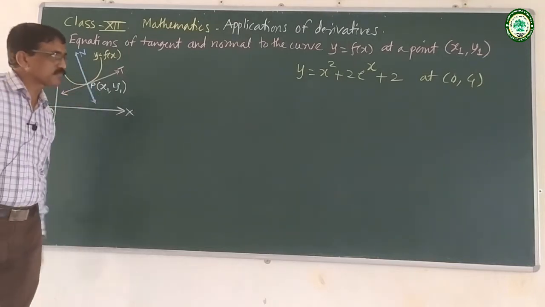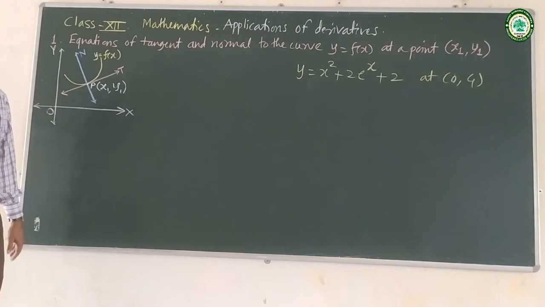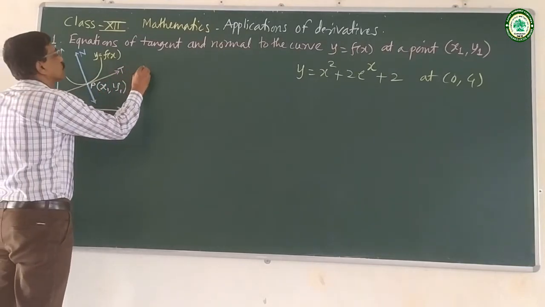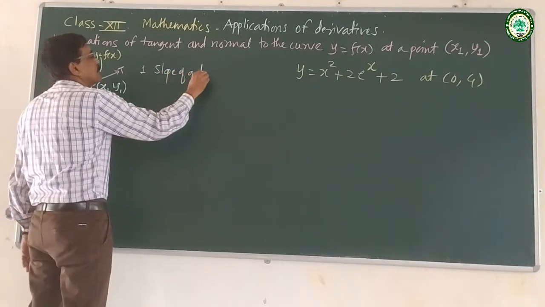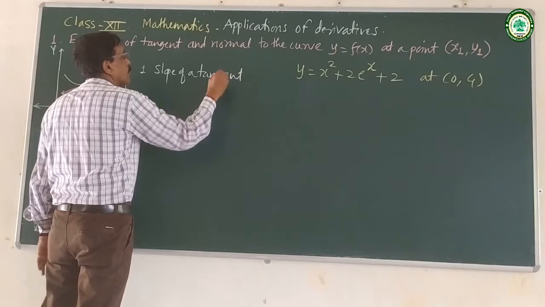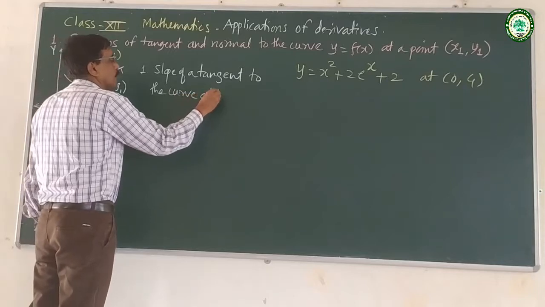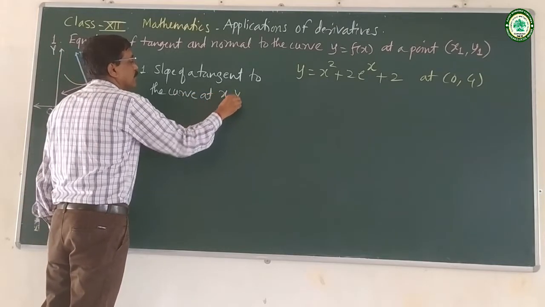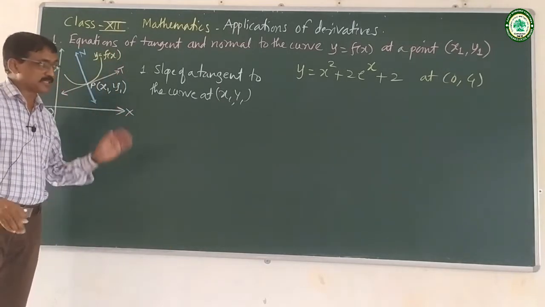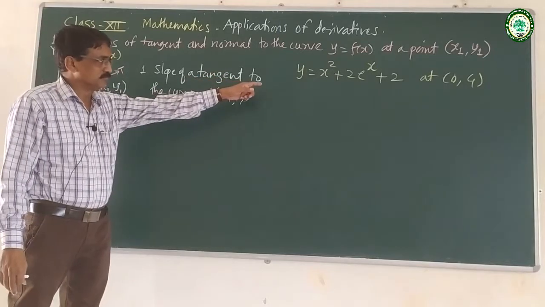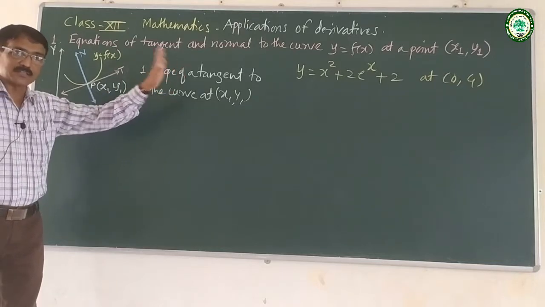So what is the first step? The first step is to find slope of a tangent. So see, first one, slope of a tangent to the curve at x1 y1. See, it is the derivative of the curve. Remember this thing. To find the derivative of a curve at a certain point means to find slope of the tangent to the curve at the same point.